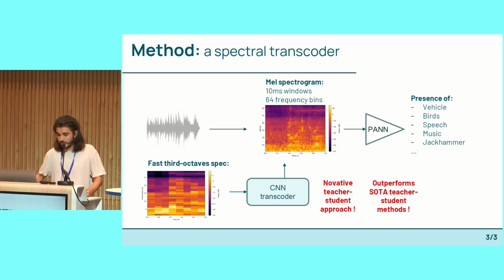And so we trained it with an innovative teacher-student approach, which leverages the outputs of PANN to learn how to do a super resolution, because ultimately fast third octave spectrograms are lower quality than mel spectrograms. And we found that this teacher-student method outperforms state-of-the-art teacher-student methods. Obviously, those results are really vague and catchy. So please come and see us at the poster session if you want to know more about our results. Thank you very much.